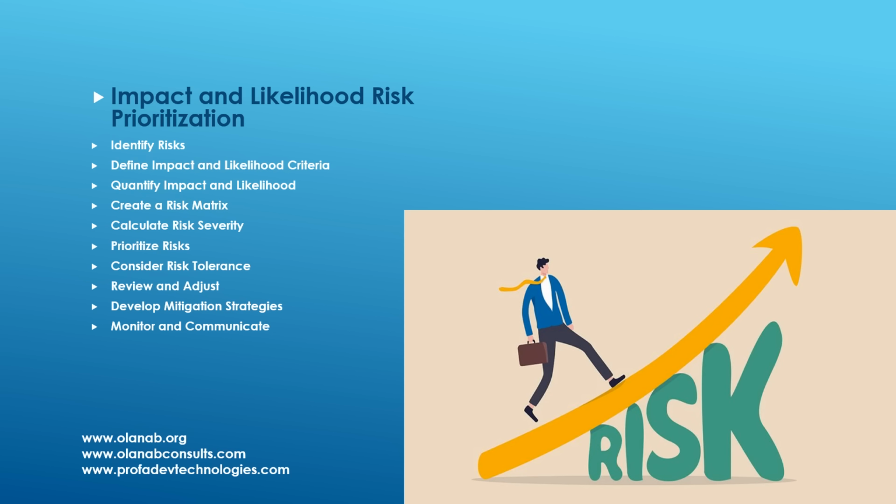Next, which is the third, is to quantify impact and likelihood. Use a numerical scale to quantify the impact and likelihood of each risk. For example, you can use a scale from 1 to 5, where 1 is low and 5 is high. This will provide a more structured way to assess and compare risks. The fourth is to create a risk matrix. Develop a risk matrix that incorporates the impact and likelihood scores. The matrix can be a simple grid with impact on one axis and likelihood on the other. This matrix helps visualize the overall risk profile and facilitates prioritization.